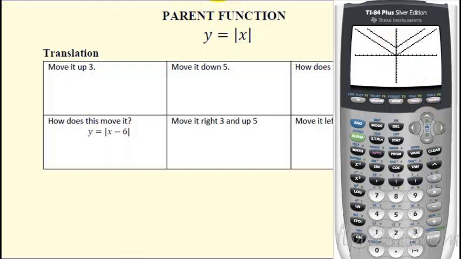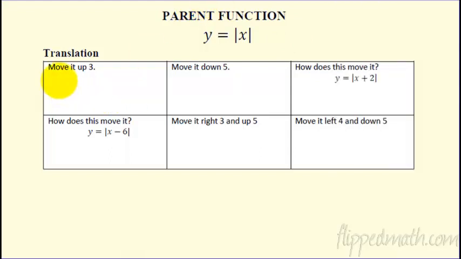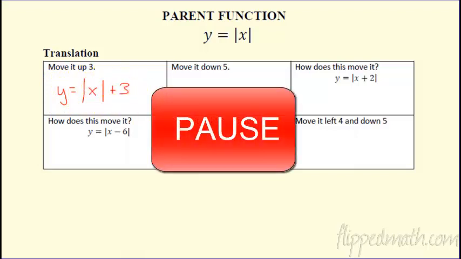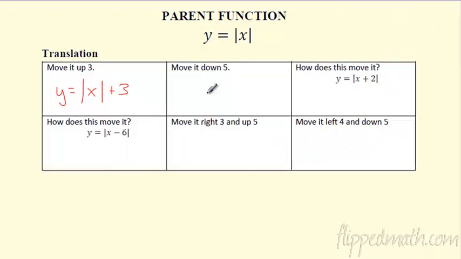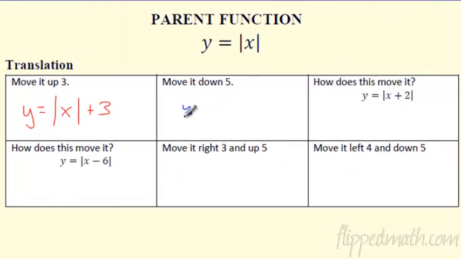To move it up 3, I'm going to take the parent function and add 3 to it. So pause it, see if you can move it down 5, and answer these questions. Good luck. All right, real quick, how did you move it down 5? Well, you took your absolute value. If up is +3, to move it down you're just going to subtract 5.